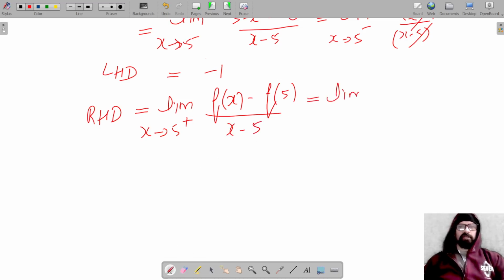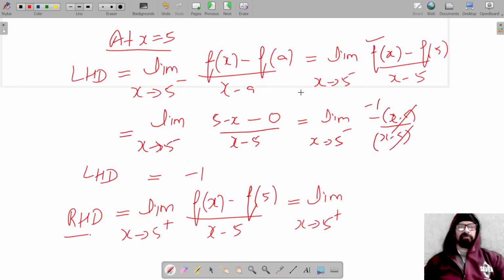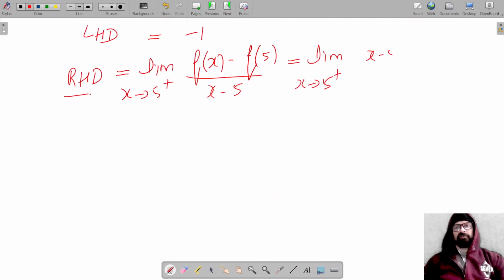Now let's write down the value of f of x. For the right-hand derivative, we are taking the value of x as greater than 5. And when the value of x is greater than or equal to 5, the function is x minus 5. So f of x is x minus 5, and f of 5 is 0. So this is 0 upon x minus 5, which finally gives me the limit 1. So the right-hand derivative is equal to 1.